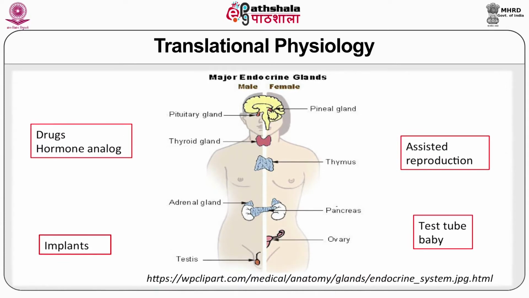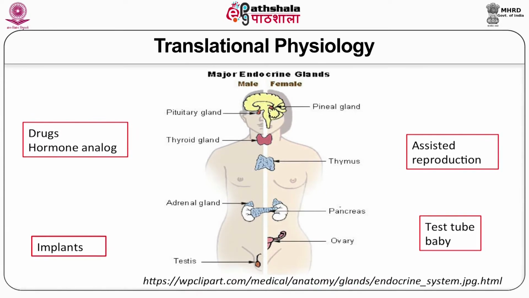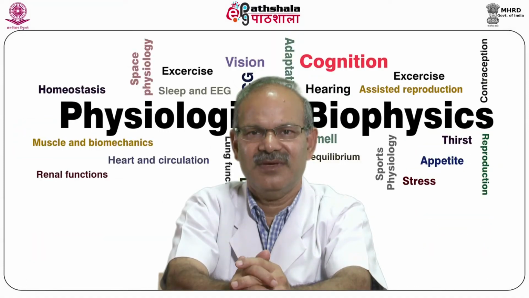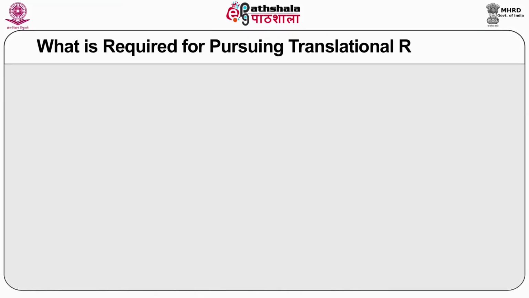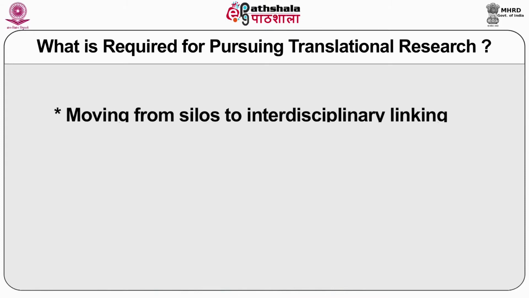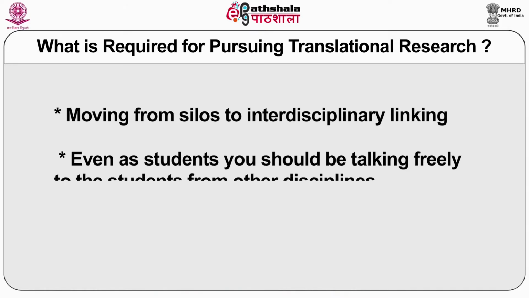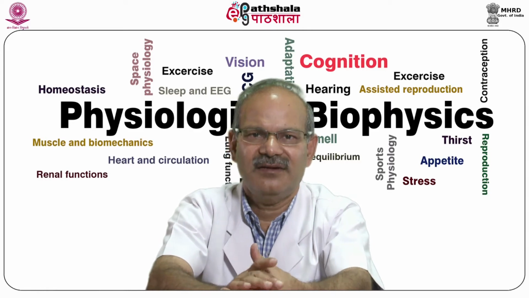Similarly, the knowledge about reproduction may help in assisted reproduction and also to the facility of test tube baby. The test tube baby is a technical term which is called in vitro fertilization. What is required for pursuing translational research is important to understand. It is that moving from silos to interdisciplinary linking is important. Even as a student, you should be talking freely to the students from other disciplines. This will surely help in translational research.